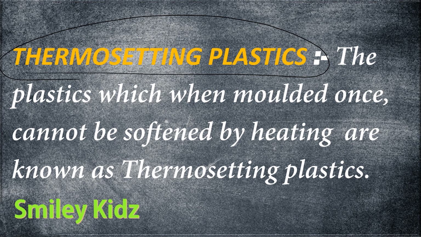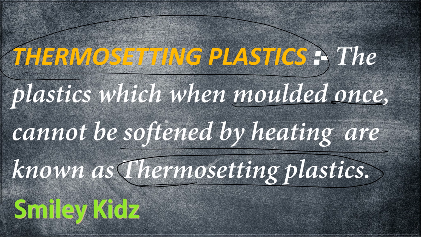Thermosetting plastics. The plastics which when molded once cannot be softened by heating are said to be thermosetting plastics. Examples of thermosetting plastics are bakelite and melamine.